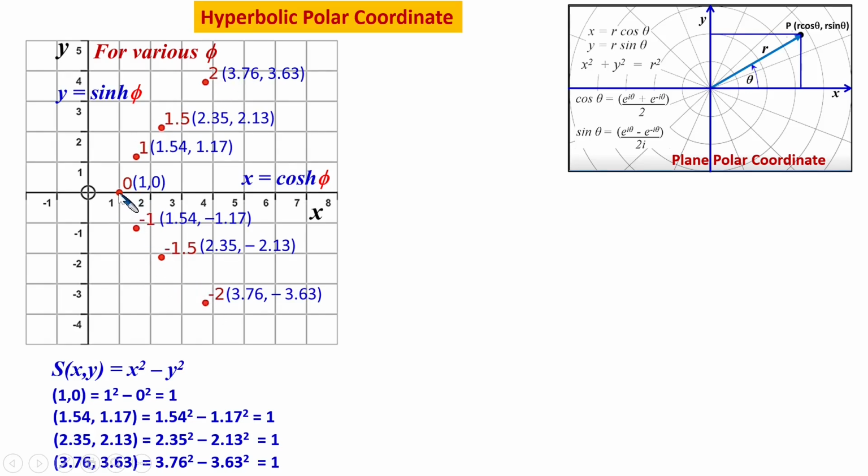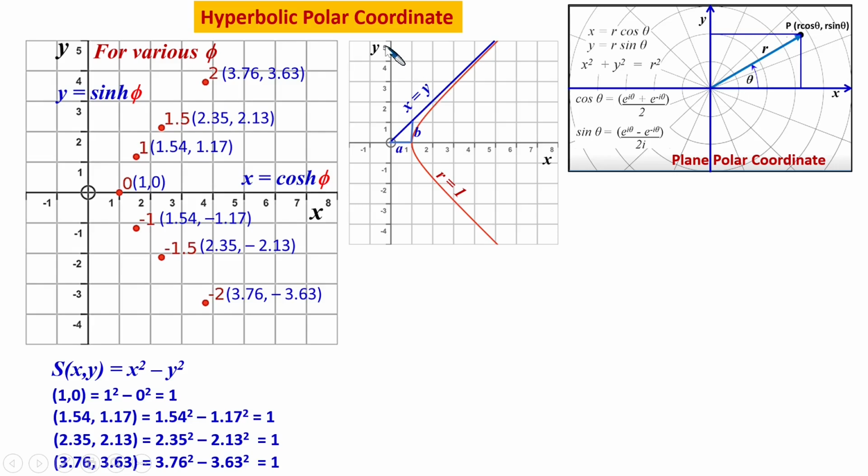And for each of these points, this separation here, x square minus y square, will be 1. So here I have written for this 1 comma 0, 1 square minus 0 square is 1, then 1.54 square minus 1.17 square, that is also equal to 1. So similarly for this coordinate, and you can also show for this coordinate also, they will all be 1. So this is a property, like in a circle the radius doesn't change, here this quantity x square minus y square is invariant. So as I said, if you join these dots, you get a hyperbola.